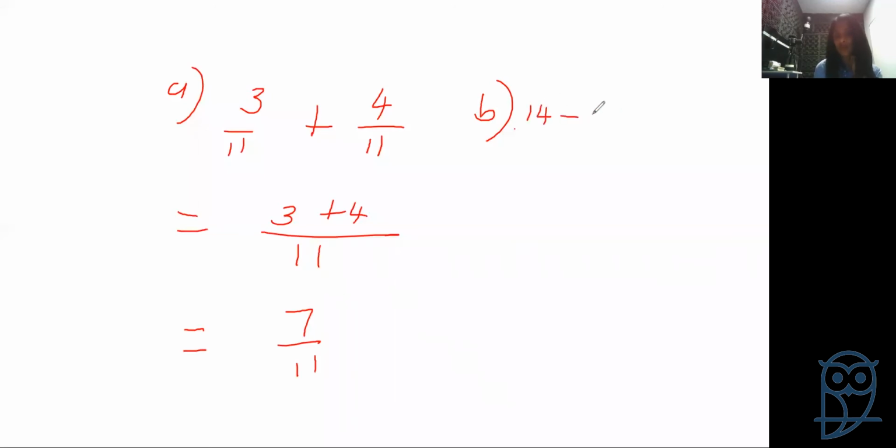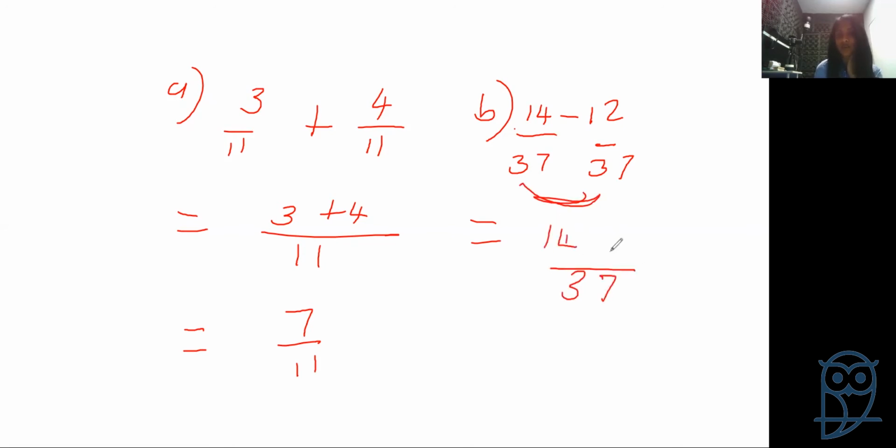Okay, let's do another, let's do a subtraction. Let's say 14 over 27 minus 12 over 37. Okay, once again, the benefit of having the same denominator helps, and all we need to do is work it out over there, and we say 14 minus 12 is equal to 2 over 37. Yay, you guys are awesome. Okay, so everybody gets that.